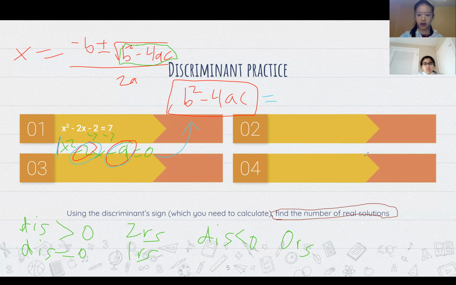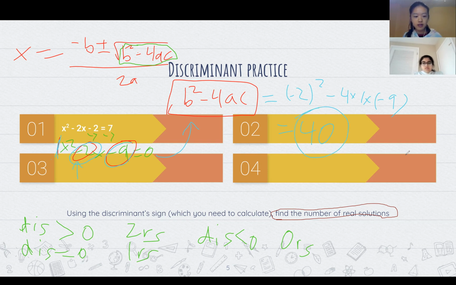So I can also work it out for you guys. The value of b for this is -2, which is right here. So -2 squared minus 4 times the a value, which is 1, times the c value, which is -9. So this is just equal to 40. And so, for the people who got 40, that's correct.